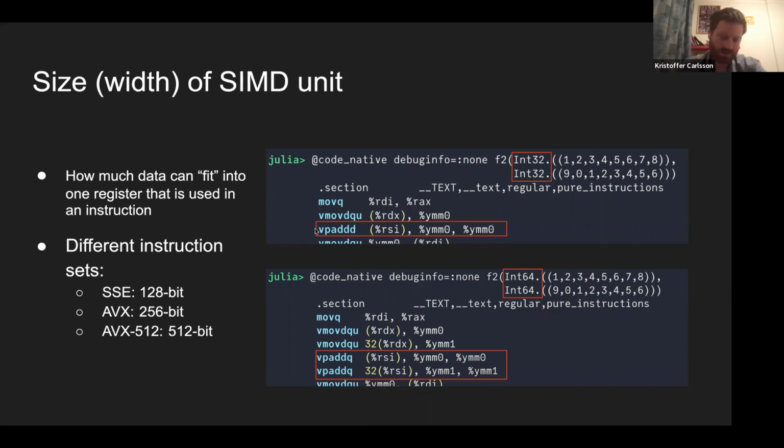So some conclusions we can draw from this is that smaller is better. So if you can use Int32, for example, here.